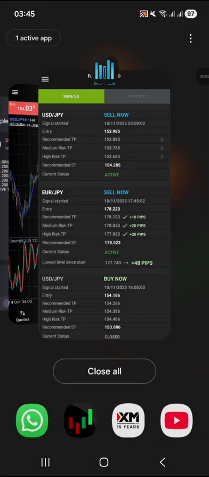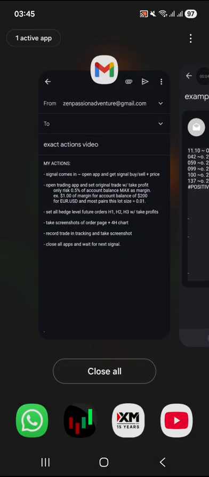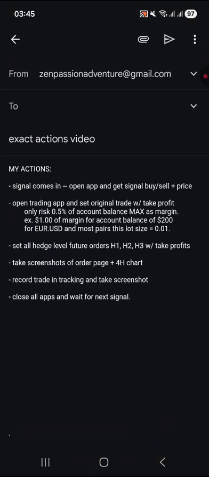Hello everybody, I'd like to do a video explaining my exact actions of how I trade. I am not going to be explaining the theory or reasoning behind how I do what I do, but I just want to do a video of the exact actions that I do on every trade. And so I will be repeating this 3 times over for you.